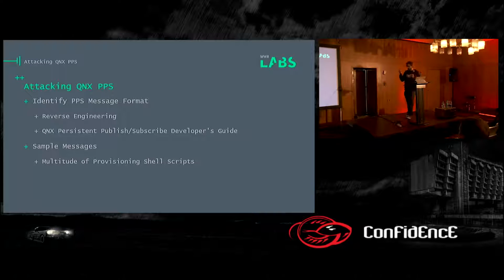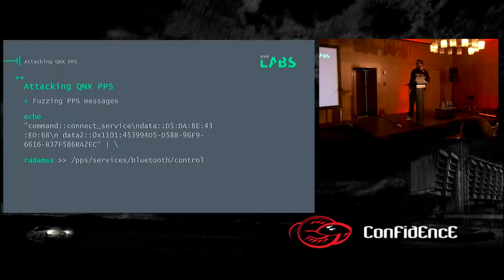Another way of extracting sample messages, example data, is to look at a bunch of the provisioning scripts provided with, for example, the Blackberry 10 OS device. A bunch of these provisioning scripts will do some sort of setup on booting the device, and they're all accessible. They will have statements like echo XYZ into /pps/whatever. So you can take this message and just start mutating it.